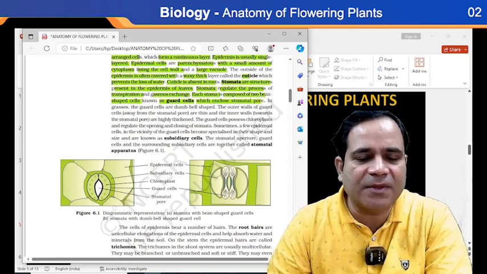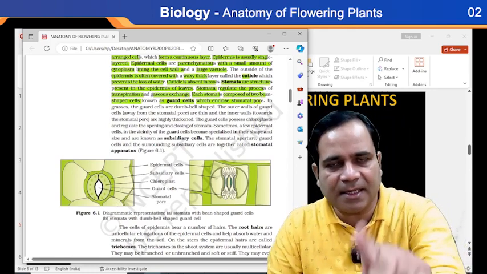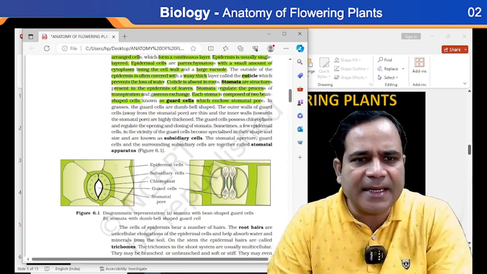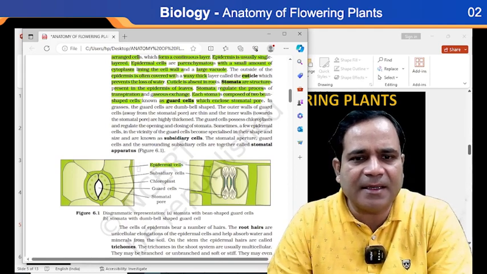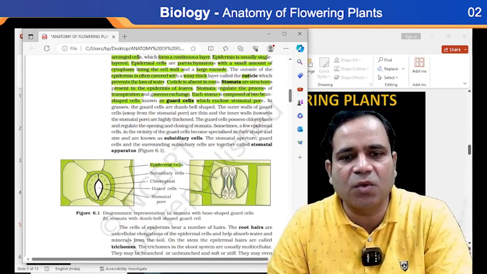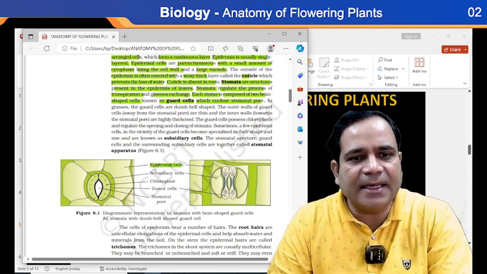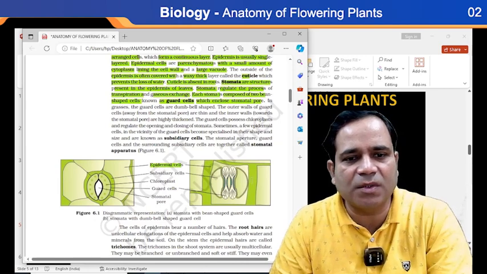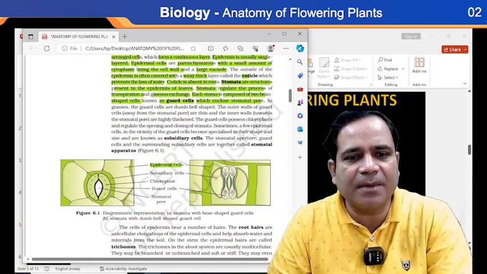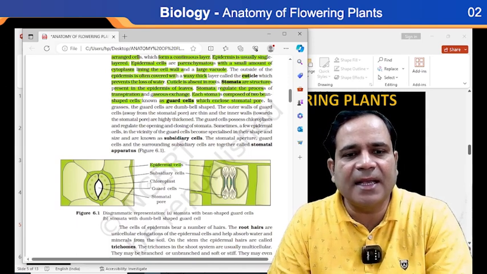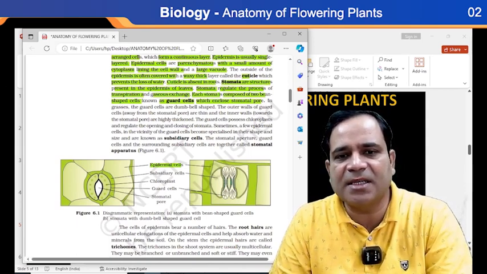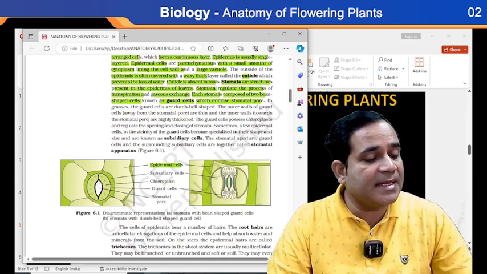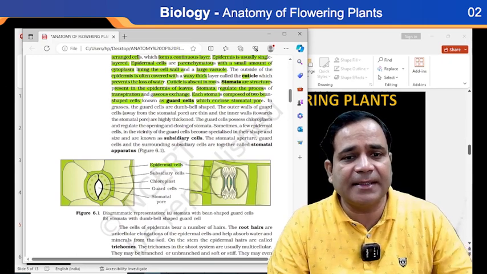This is the diagram of a stomata that is given in NCERT. Take out NCERT and see whether the things are given there properly or not. See here the epidermal cell. This one is open stomata. This one is closed stomata. Correct? And this one is the epidermal cell in both. This one is open, this one is closed. Clear? So the diagrammatic representation shows stomata with bean-shaped guard cells and stomata with dumbbell-shaped guard cells. This one is the dumbbell shape. This one is bean shape. Now the thing to know here is what?